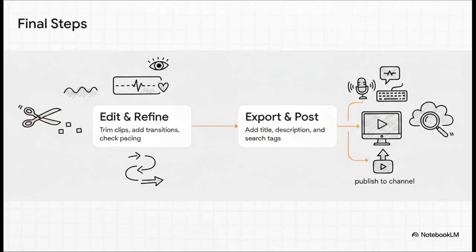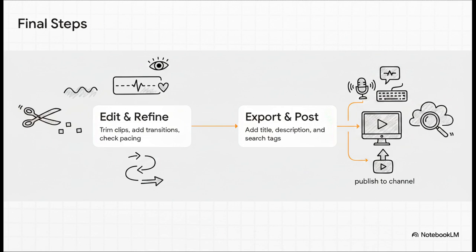So, your raw assembly is sitting there on the timeline, but it needs a little refinement to really shine. Step 1 is where you trim away the fat, cutting out dead air, adding smooth transitions, and relentlessly checking the pacing so it feels completely natural. This editing phase is 100% about respecting the audience's time. Once that flow is locked in, you move to step 2, export and publish.